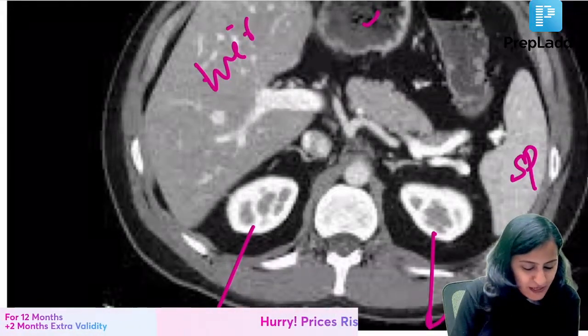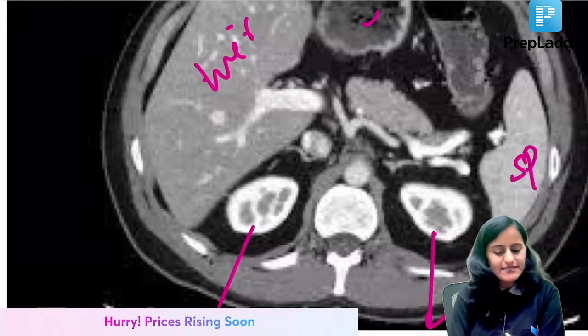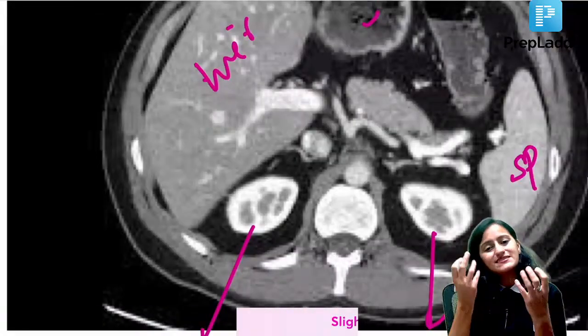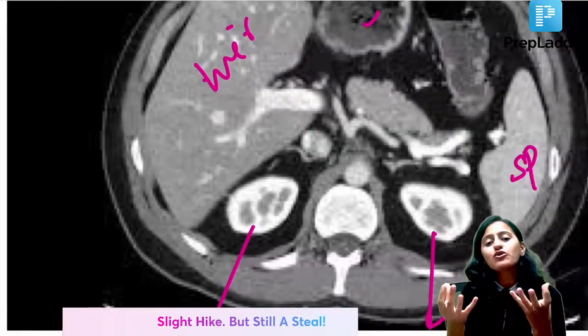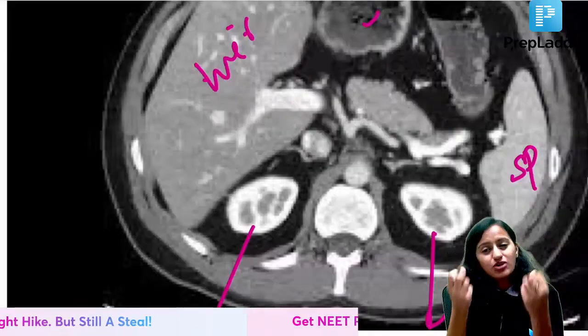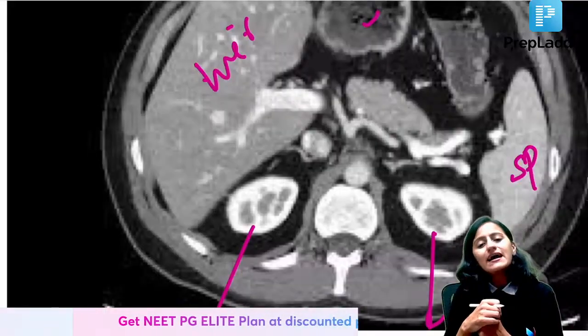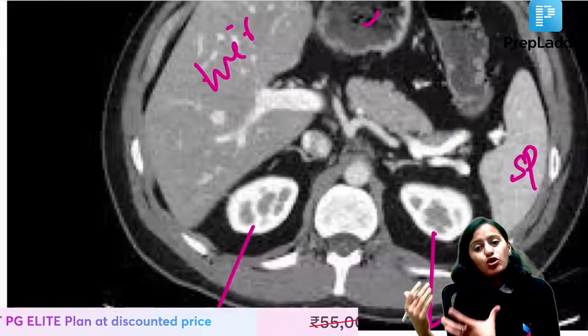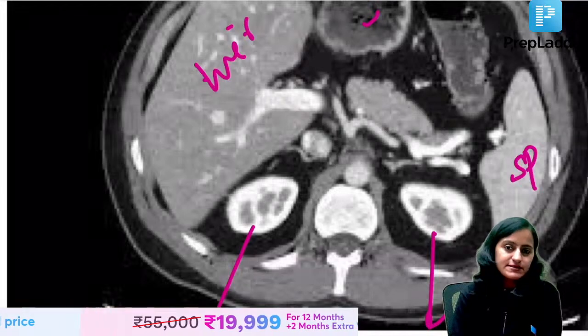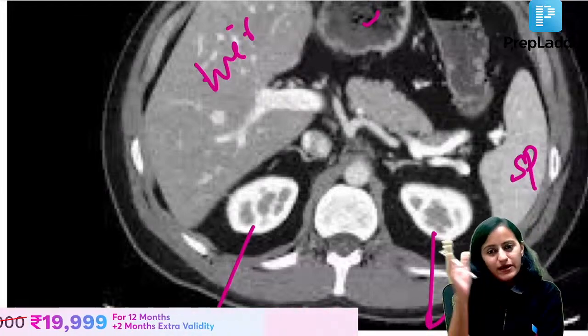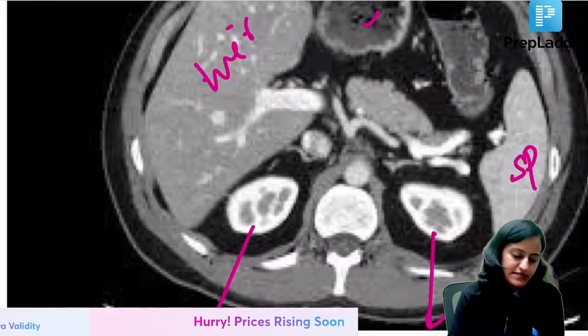Okay, good question, Sanya. Why does kidney look so bright? See, because all the contrast is going via the kidney. So kidney is the organ which is excreting the contrast. The contrast is getting concentrated there. And that is why kidney will look more white as compared to the rest of the organs. When the other organs are removing the contrast from there, the kidney is accumulating it.